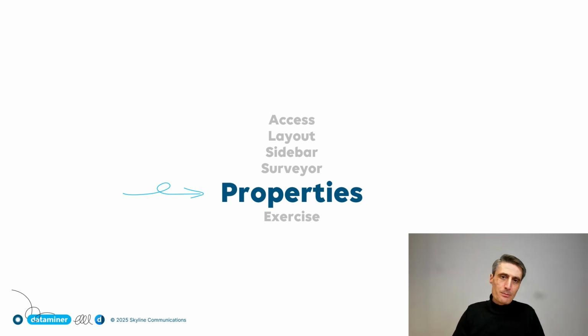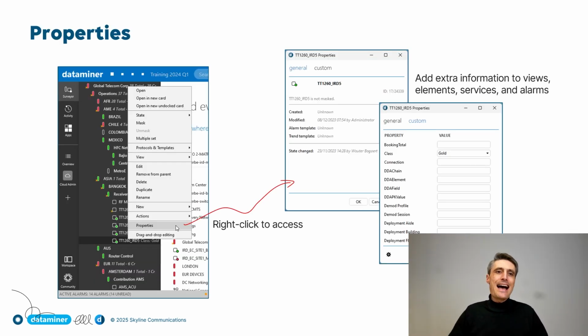Now, one last thing I want to mention about that Surveyor in this session is the properties. The properties allow you to add additional information to those objects in your Surveyor. On any of those objects, if it's an element or a view, or a service as well, you can right click and go to the properties window, and it will pop up with some general properties, in this case when it was created and things like that, but there's also some custom properties. And that's what I want to take a look at.